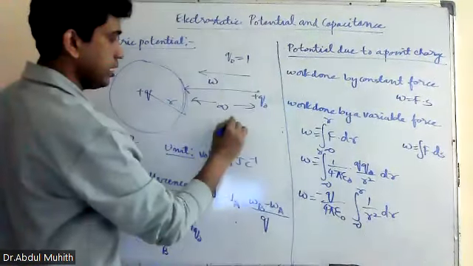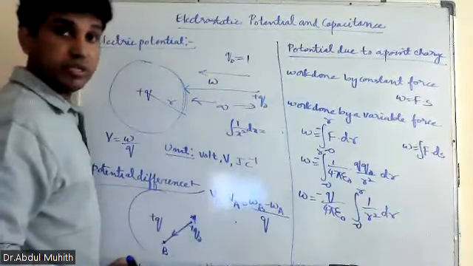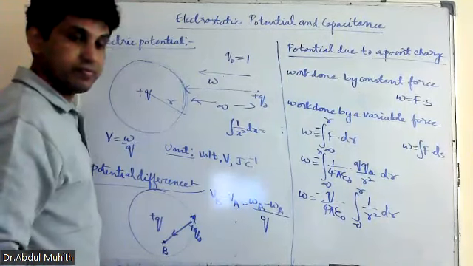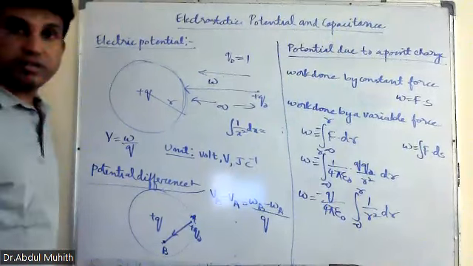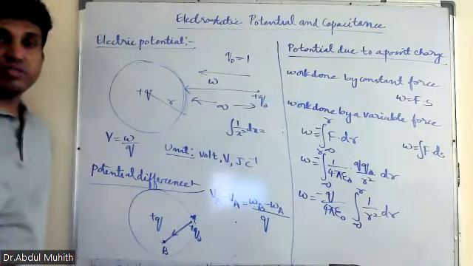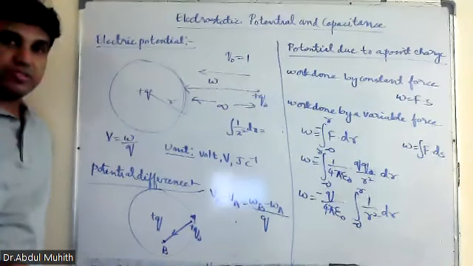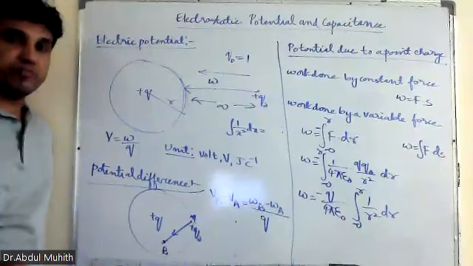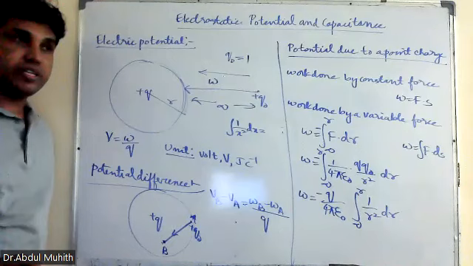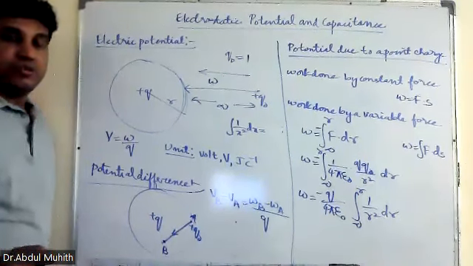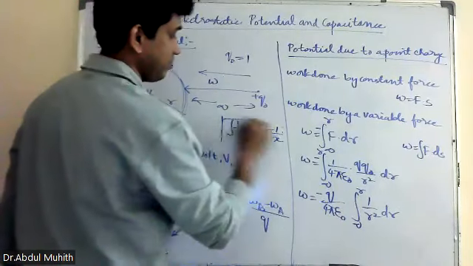Now, what is the integration of 1 by x square dx? Can anyone say? Math students. 1 by x square dx. The formula is x raised to minus 2 plus 1, which is x raised to minus 1, divided by minus 1. So the integration of 1 by x square is minus 1 by x.